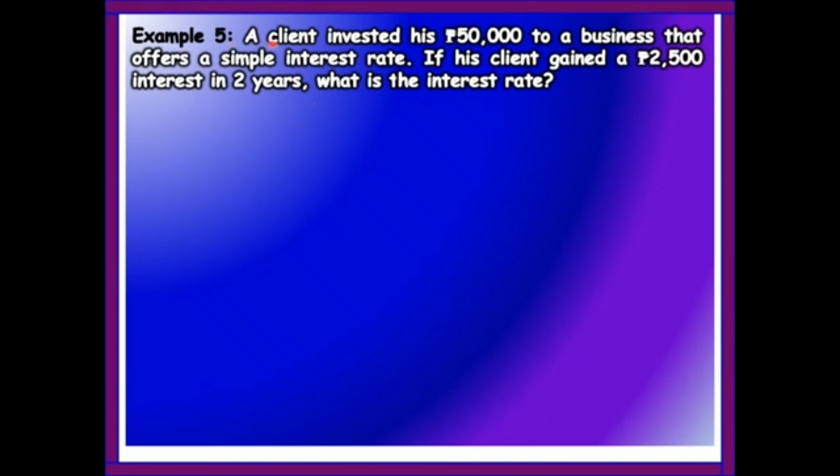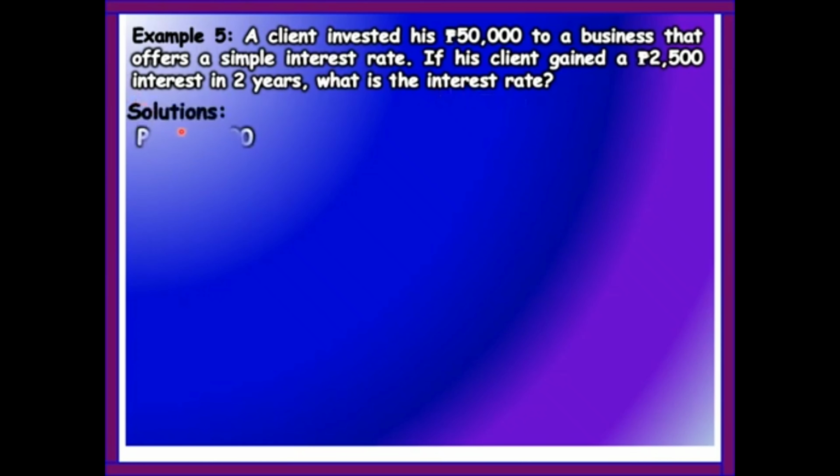Example number 5. A client invested his 50,000 pesos to a business that offers a simple interest rate. If his client gained a 2,500 pesos interest in 2 years, what is the interest rate? So, iba naman yung hinahanap, no? We will be looking for the R.